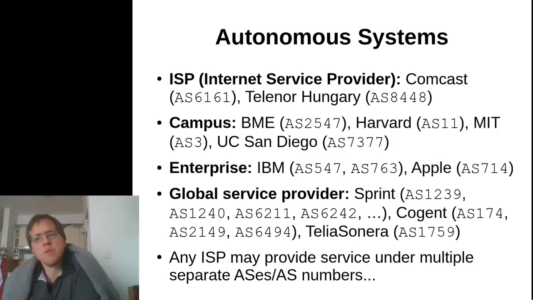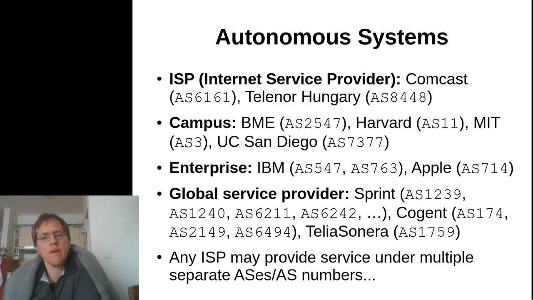Here are a couple of examples for autonomous systems. Of course, a typical example is the internet service provider. These types of autonomous systems are the actors on the internet which provide internet access services to individual subscribers and small enterprises. Here we have Comcast as a typical example, which has the AS ID 6161, or Telenor Hungary, which is a Hungarian internet service provider.